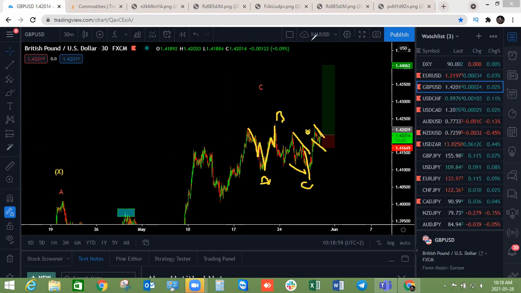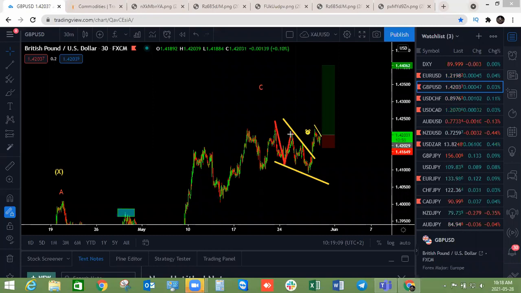Can you show me the waves in C? Let's put the diagonal here. The waves here, diagonal 1, 2, 3, 4, and then 5. Wave 4 is a little bit shallow, but you can look at it like this.